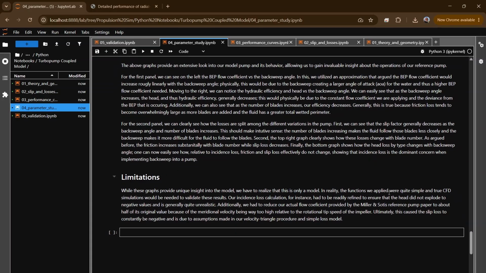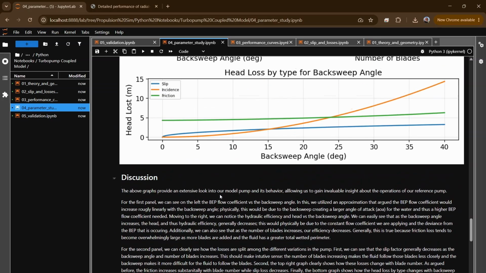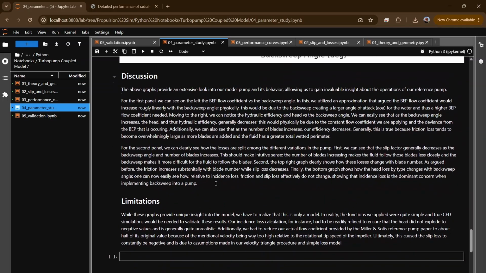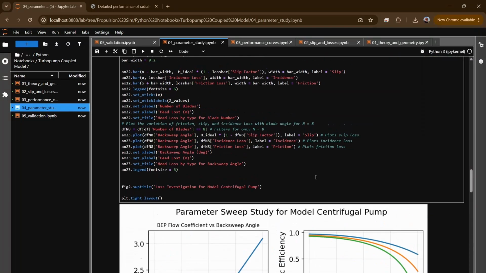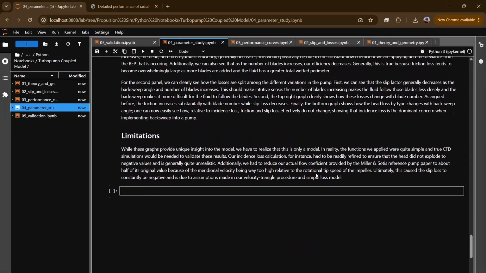And I also say limitations because all our equations are approximations, so we had to tweak them a little bit to make sure the head didn't do some silly stuff. But yeah, that's effectively it.